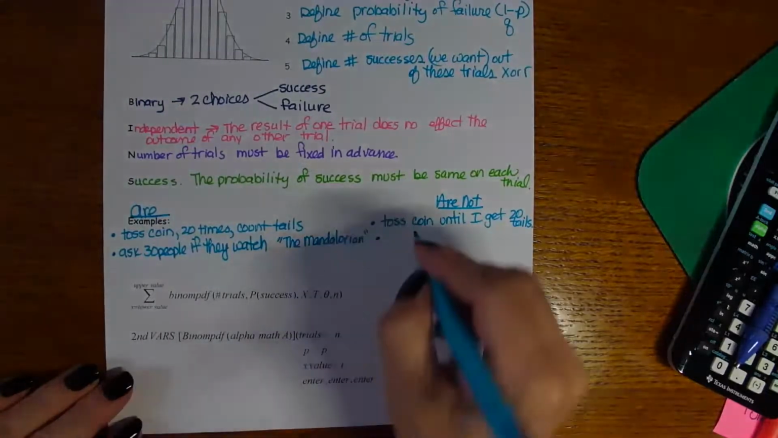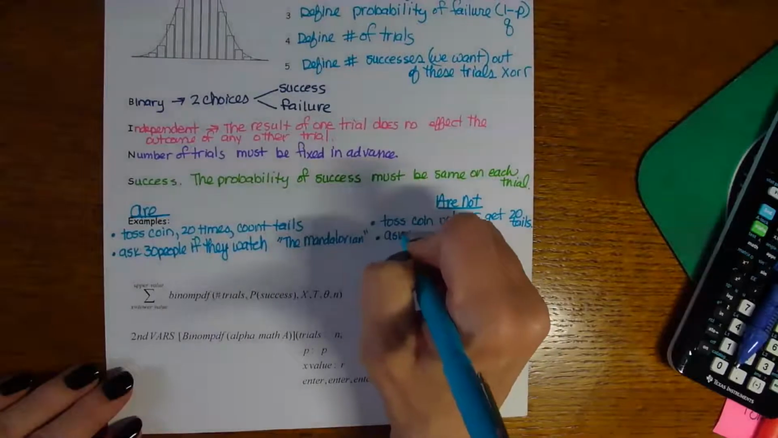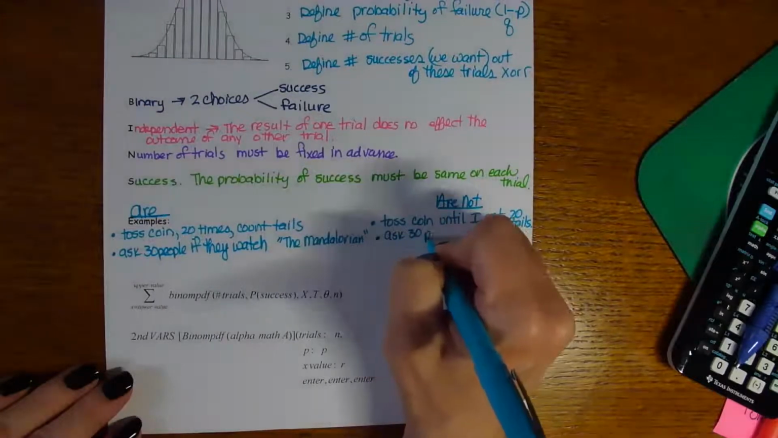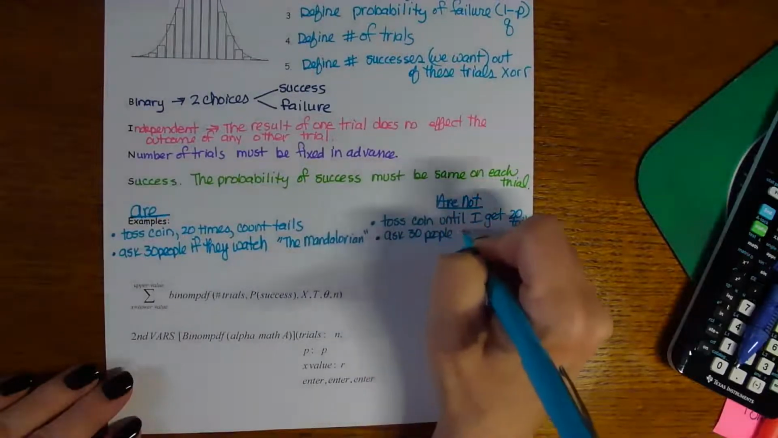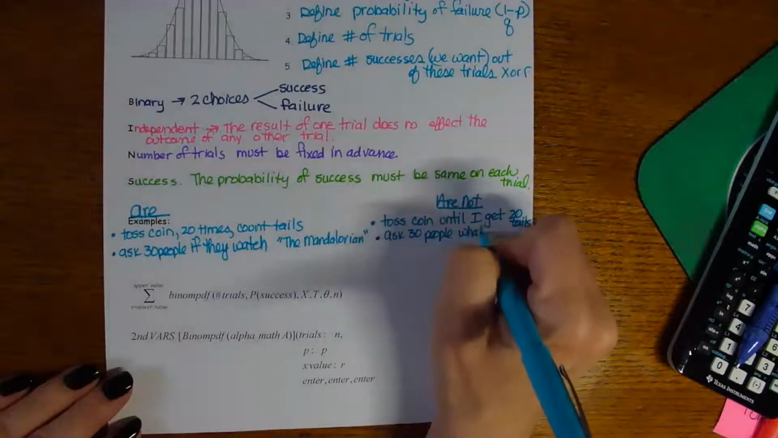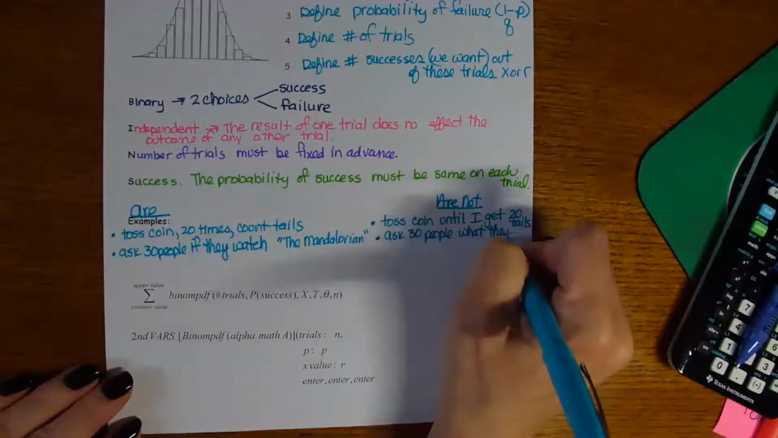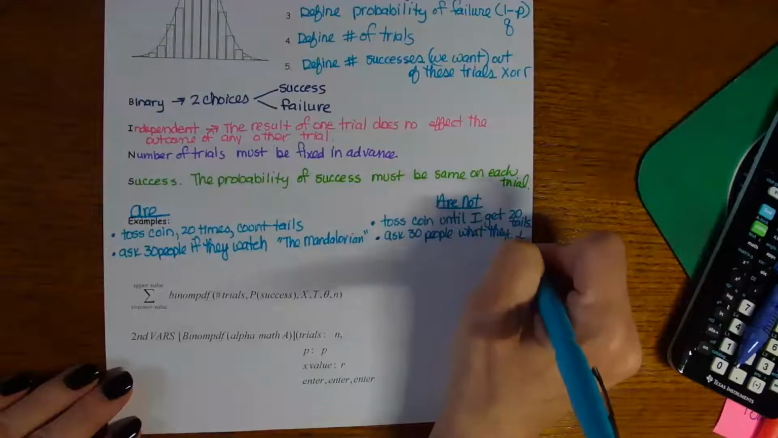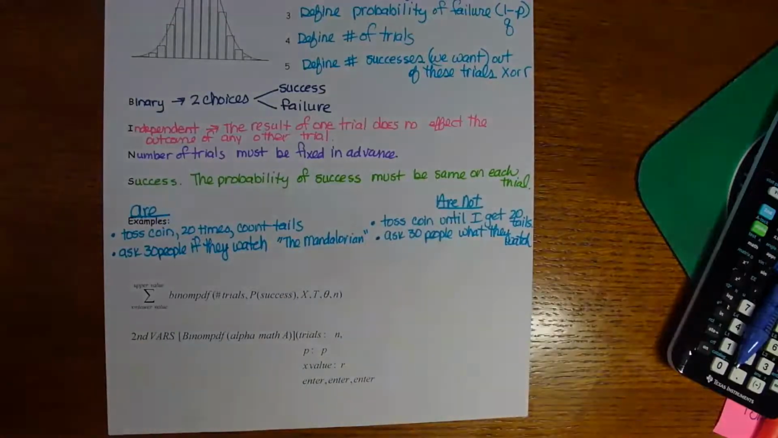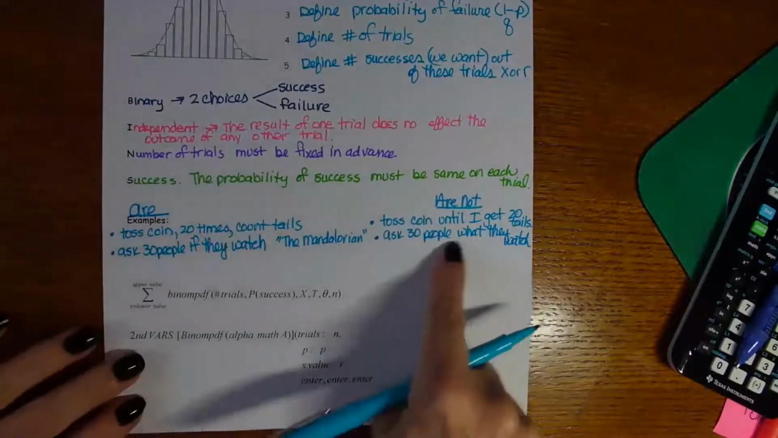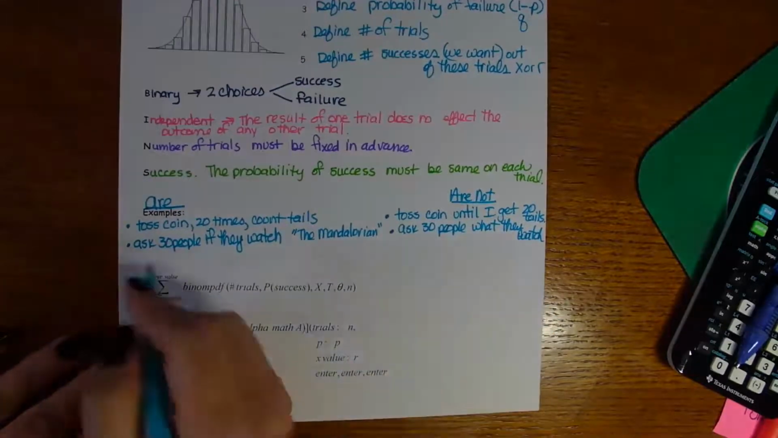What would not be binomial is ask 30 people what they watch. So if I just say, hey, what do y'all watch? I'm going to get a whole bunch of different answers. That's not binary, right? But if I say, do you watch The Mandalorian? That's yes or no. That's a success or a failure. This would have no way to have a success or a failure, right?